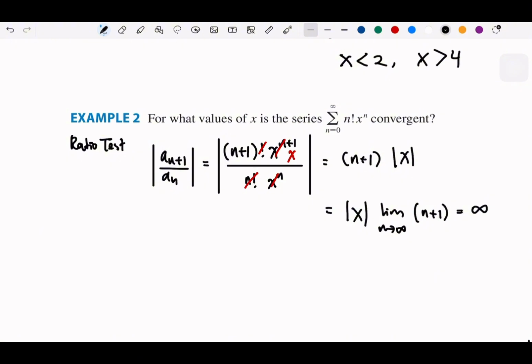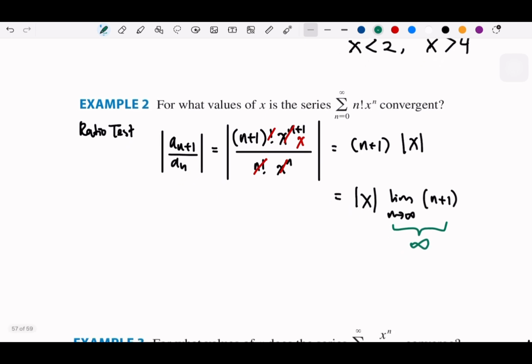So what's the consequence of this infinity? Or let me write it, maybe this is quite ambiguous. Let me just write the limit. Okay, the limit is infinity. How do we make the series converge? Which value of x might make it converge?